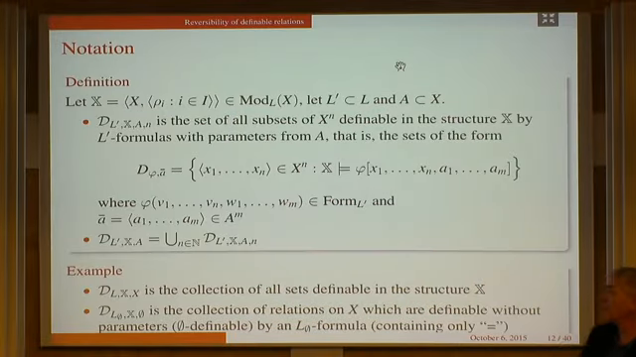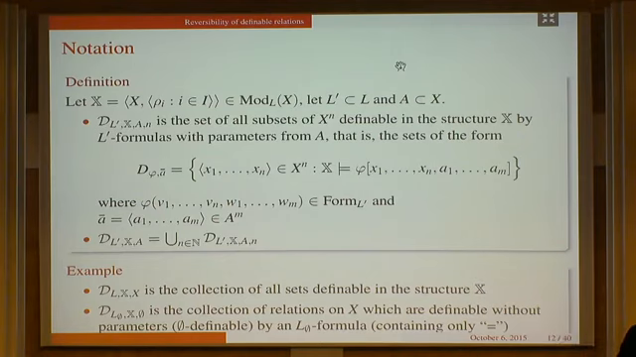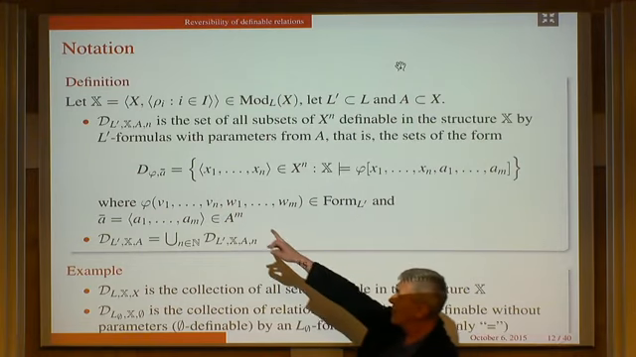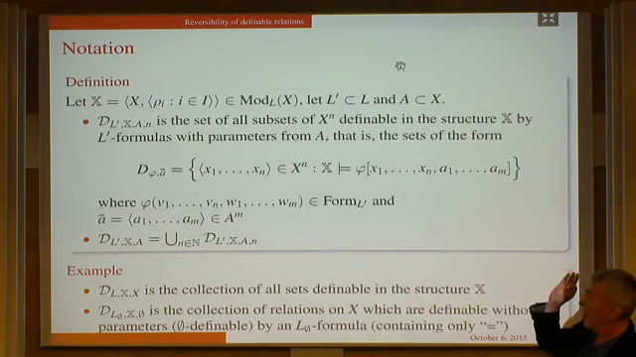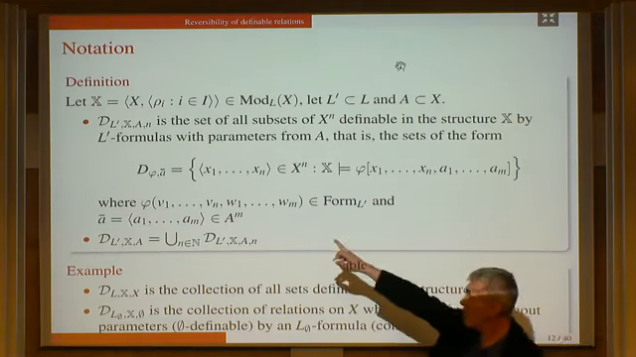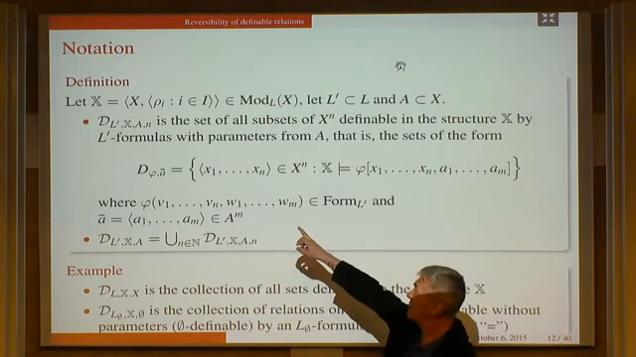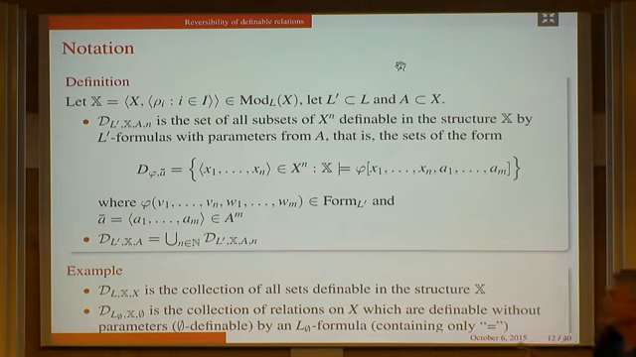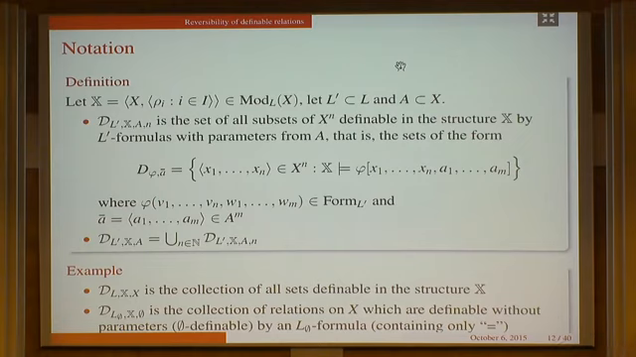Now a definition. Again, if X is an L-structure and L prime is a sublanguage of L containing some of the symbols, and A is a subset of X, then by D with these four subscripts, L prime, X, A, n, we denote the set of all subsets of X to the power n definable in the structure X by L prime formulas with parameters from A. This is notation which I need.